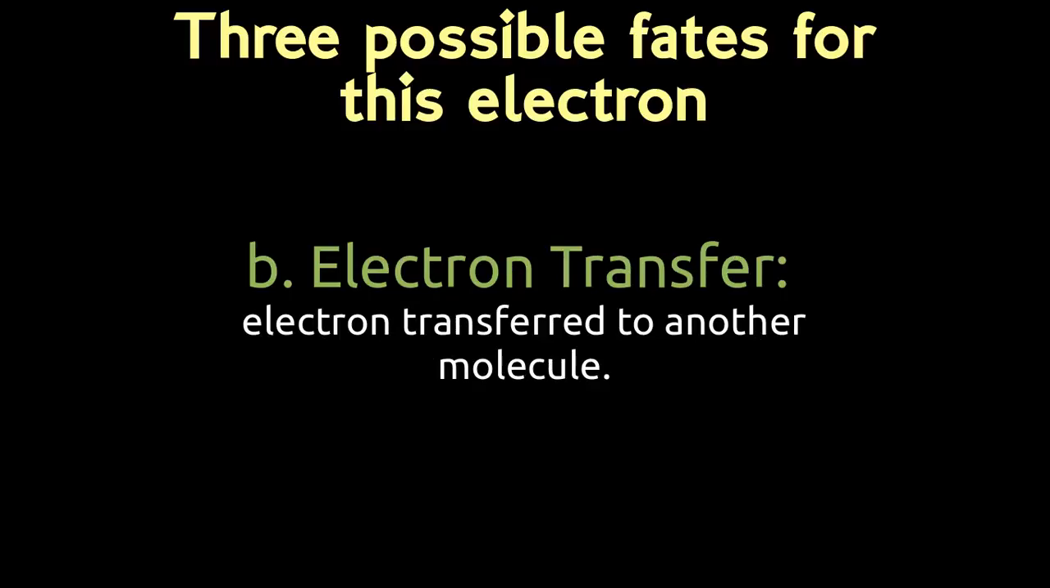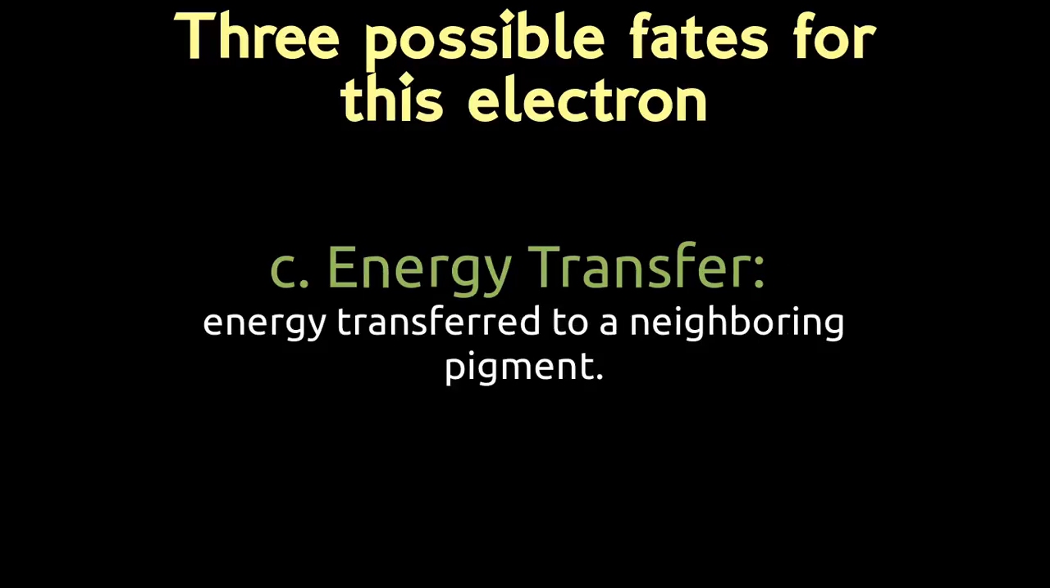We could transfer that electron to another molecule. So instead of it crashing back down to a lower orbital on the same molecule, it could be transferred to another molecule. Alternatively, we could also just transfer the energy to another molecule. That electron could go down to a lower orbital, but instead of losing that energy as light or as heat, it could be transferred to another molecule instead.